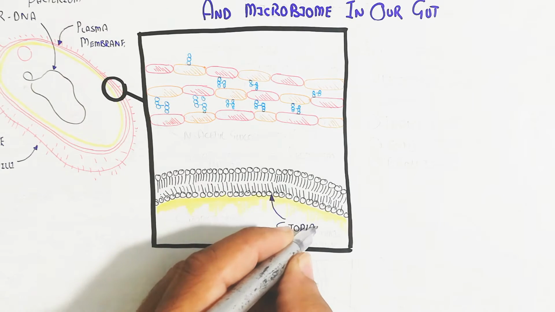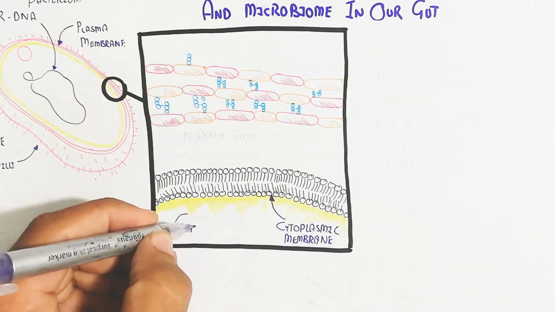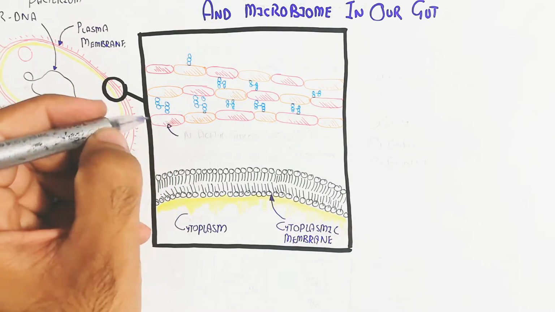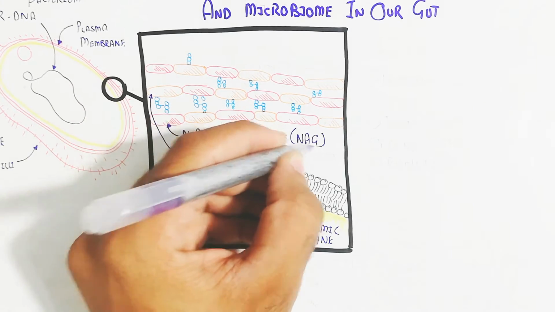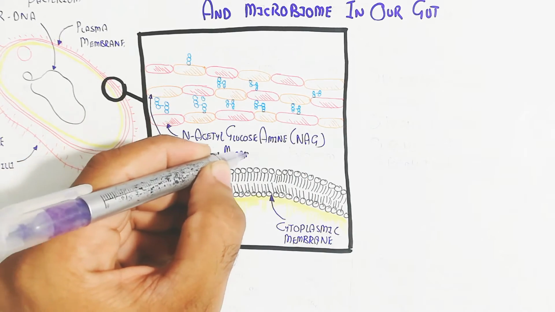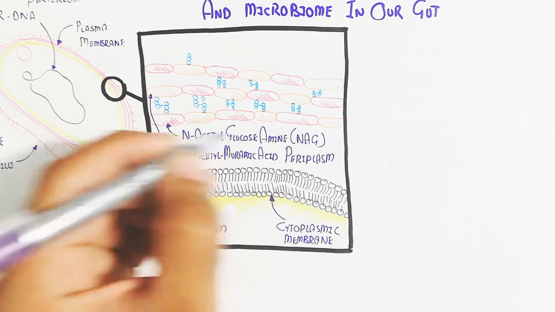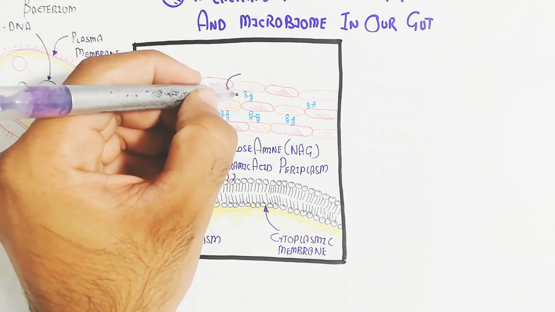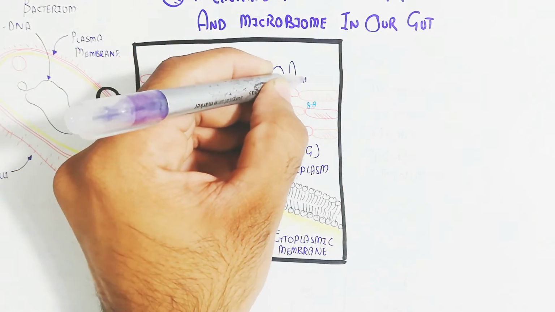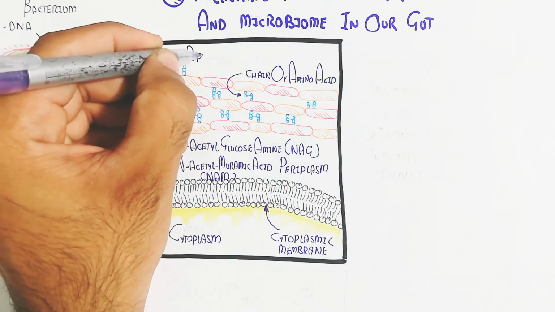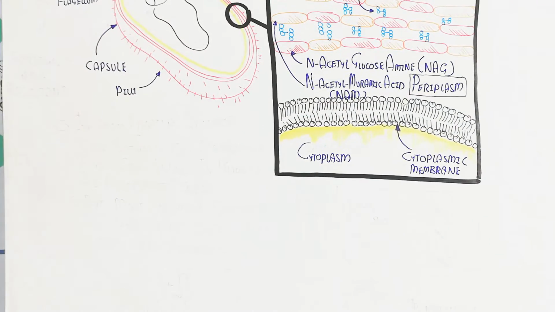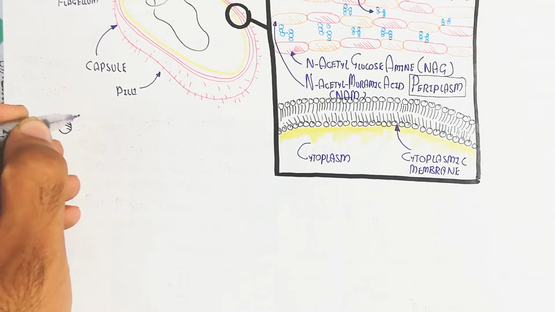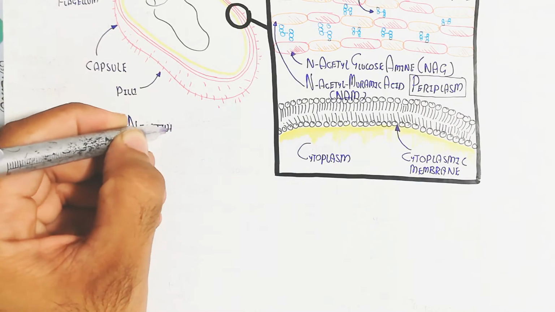This is the cytoplasm, and the cytoplasmic membrane is also present. This is the N-acetyl glucosamine, NAG, and N-acetyl muramic acid, which is known as NAM. These two different molecules are combined together in a line, and the parallel chains bind with a chain of amino acids via a peptide bond, known as the peptidoglycan.